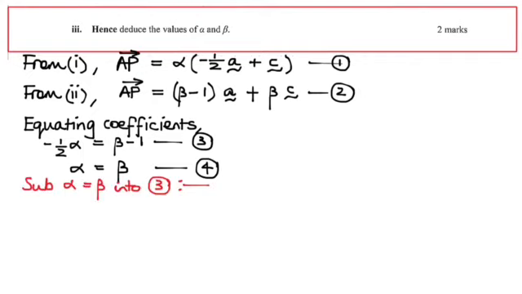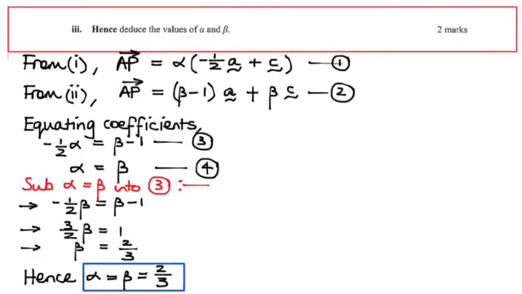Sub alpha equals beta from 4 into 3, and we get that. And when we whittle that down a bit more, we're going to get 1.5 times beta is equal to plus 1, therefore beta is 2/3. And alpha equals beta, I should be saying, equals 2/3. There you are, there's the answer. That was worth 2 marks.